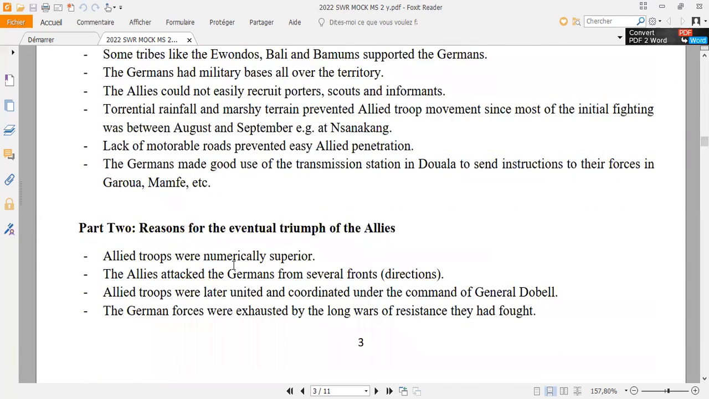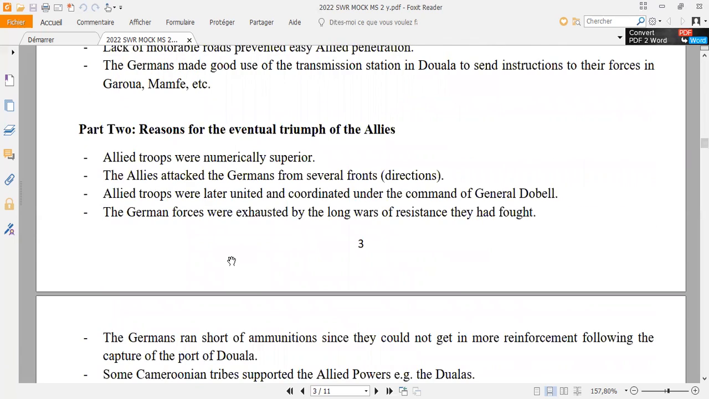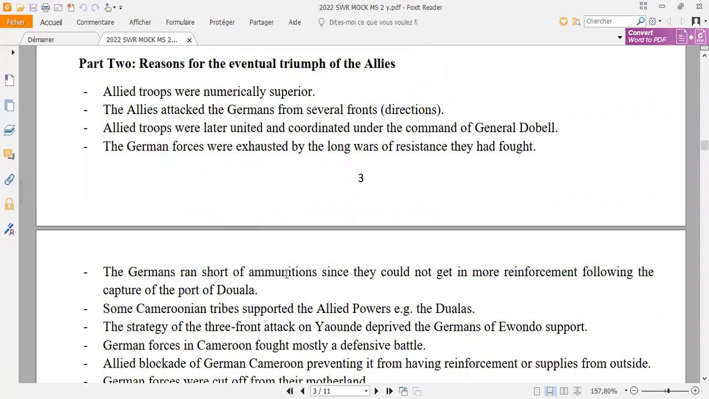Then you have now part 2, the reason for the eventual victory of the Allies, or the reason why Germany was finally defeated. You have to start: Allied troops were numerically superior to the German troops in Cameroon. The Allies attacked the Germans from several fronts or directions. Allied troops were later united and coordinated under one commander known as General Charles Dobell. The German forces were exhausted by the long wars of resistance they had fought in Cameroon. The Germans were short of ammunition since they could not get in more reinforcements following the capture of the port of Douala.